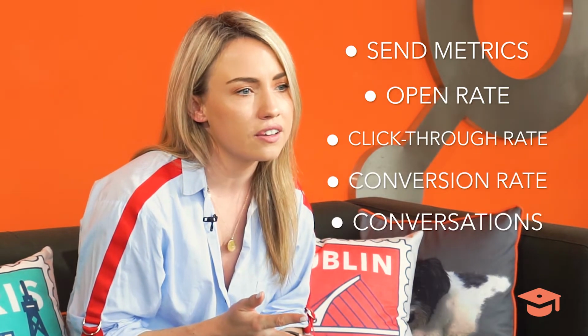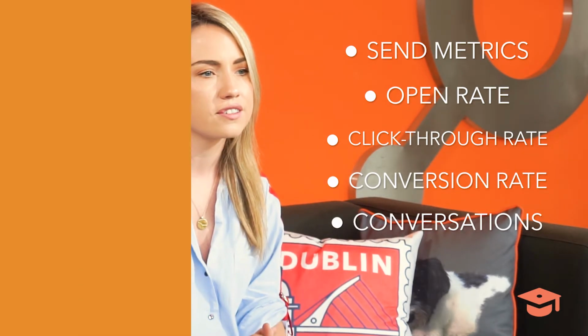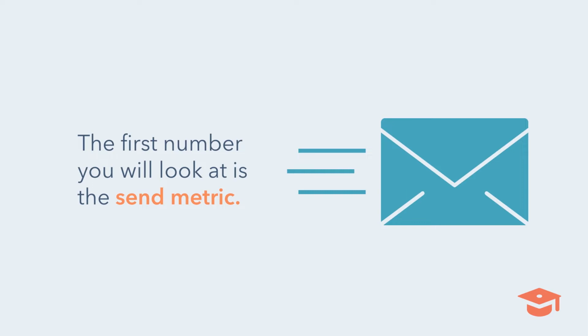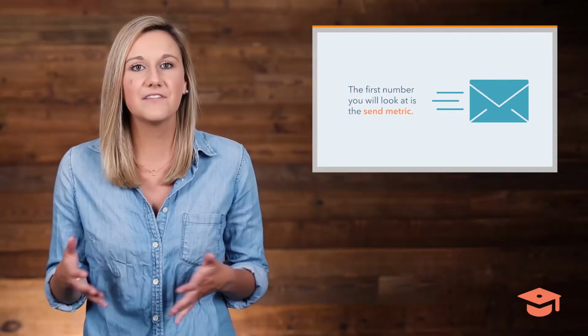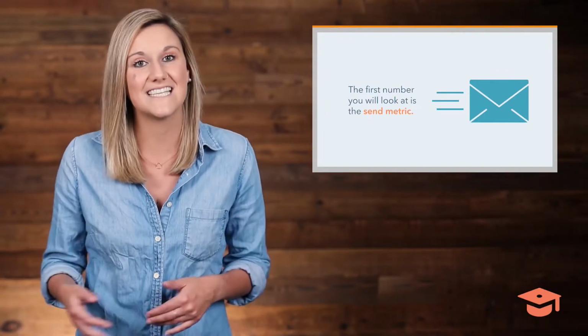Okay, cool. So let's start with 1, individual email metrics. Those are send metrics, open rate, click-through rate, conversion rate, and conversations. The first number you will look at is the send metric. This is the number of emails your email tool tried to send.